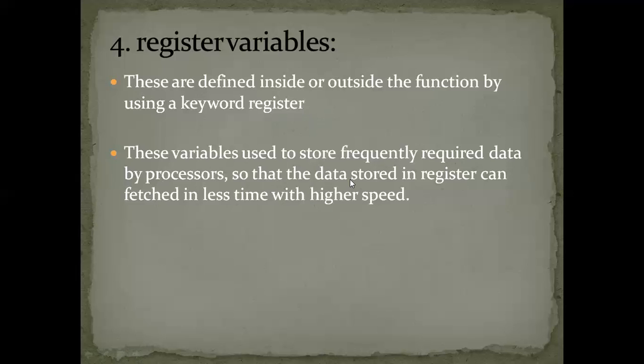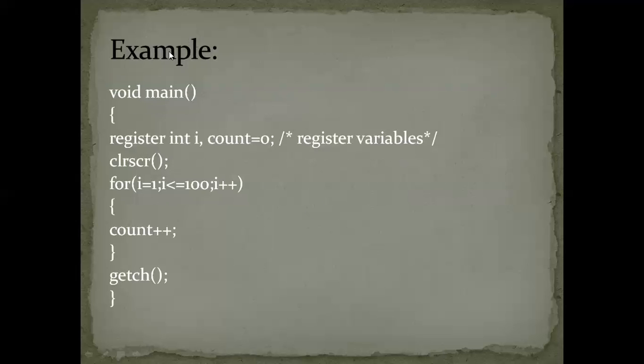So when we declare a variable as a register, it can store frequently required data by the processor so that the data stored in the register can be fetched in less time. This is one advantage. When you store in CPU memory versus when you store in a register, this is the difference. When we store in a register, it can be fetched in less time with higher speed. That is why the cost of the register is more. Understood?